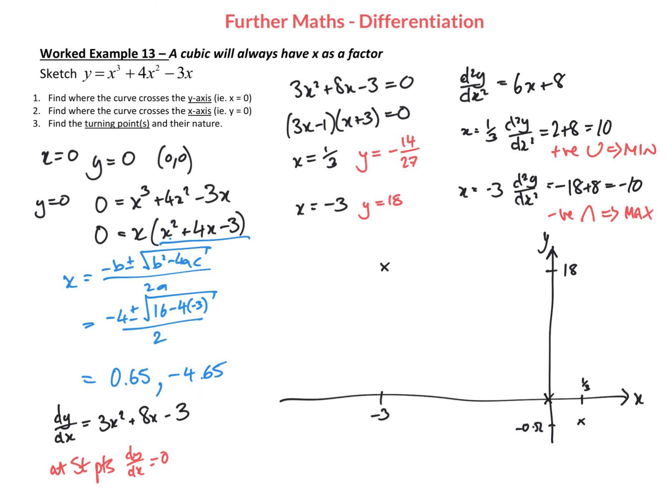There's 0, 0. There's 0.65. And then there's minus 4.65. And so it's a matter now of just joining up all these points. This is the maximum turning point. It's going to come down something like that, and then go up like that. And that's our cubic curve.